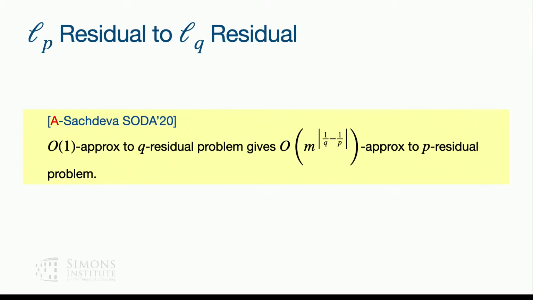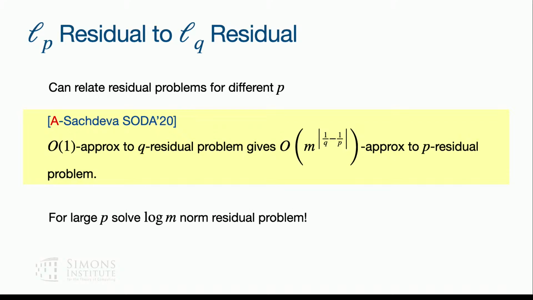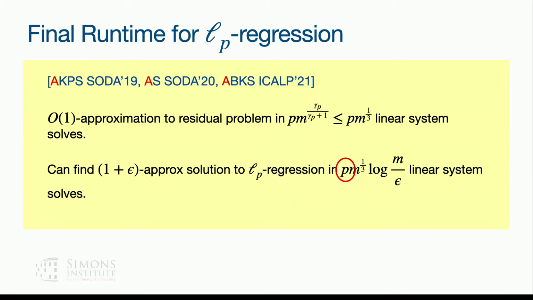So this basically lets us get rid of one p factor in the overall algorithm as well. You can solve the q residual problem, and that directly gives you this approximation. This gives some relation for different problems for different p values, and for large p, we just solve the log n. Okay, so this gives us a solver that is linear in p with m to the 1/3 linear system solves.